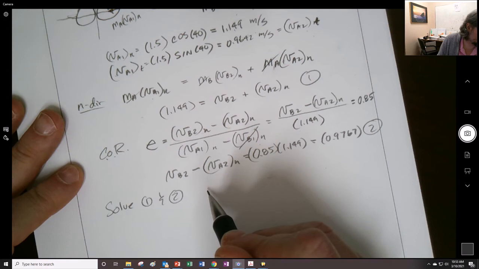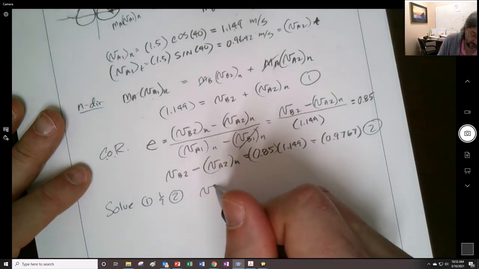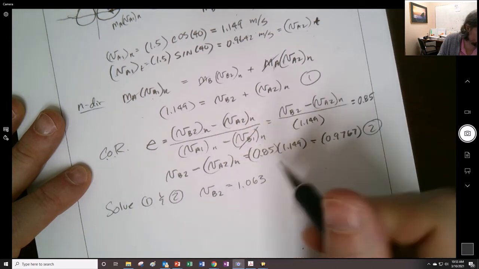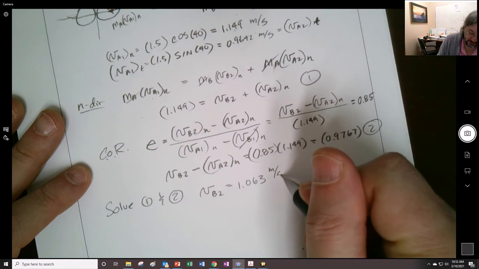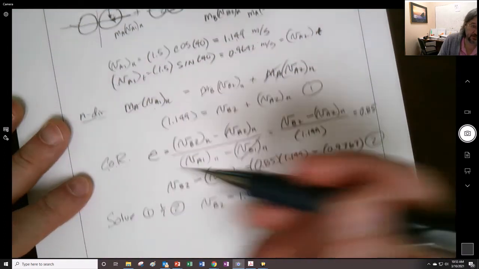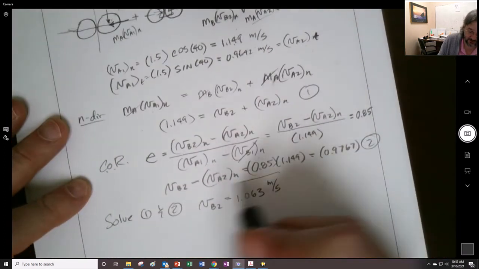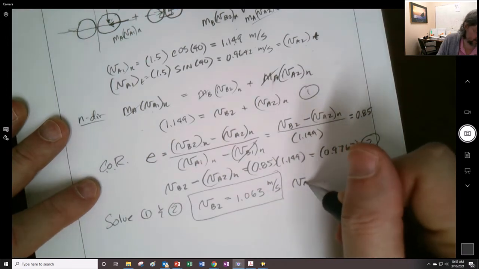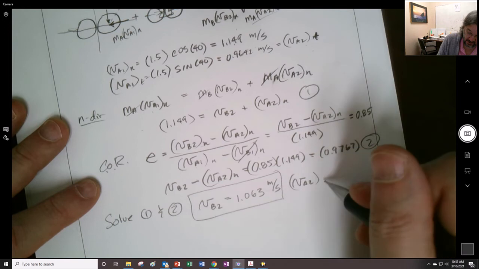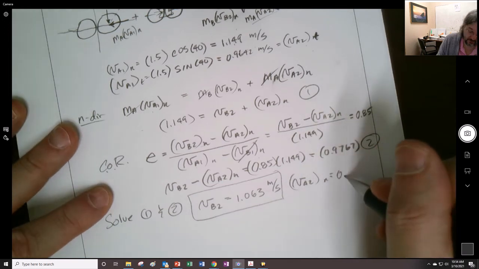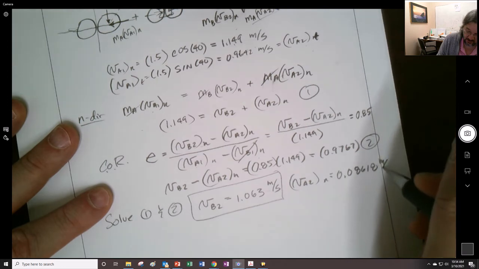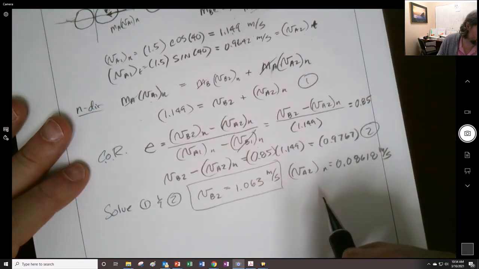And if we do that, I didn't bother writing the whole thing out. VB2 is going to be equal to 1.063 meters per second, and it was positive, so it was going in the direction, of course, we were pretty sure it was going to. And then VA2N is 0.08618, so it got really small right there, so it dropped down.